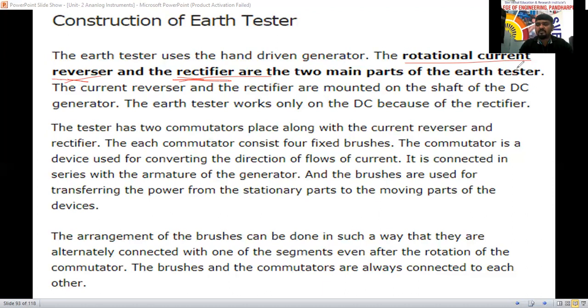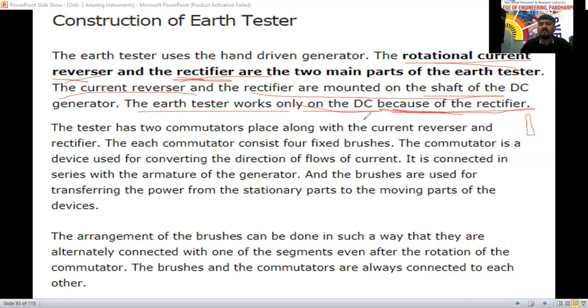That is called current reversers, which is connected to the commutator we are going to call later here. So the current reverser and rectifiers are mounted on the shaft of the DC generator. If we are using a DC generator, the shaft of the DC generator is mounted with the rectifier and the current reverser, both. Okay, next, the earth tester works only on DC here now because of the rectifier. Now we are using the AC to DC, we can convert easily here now.